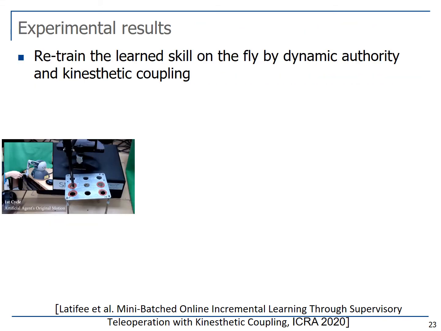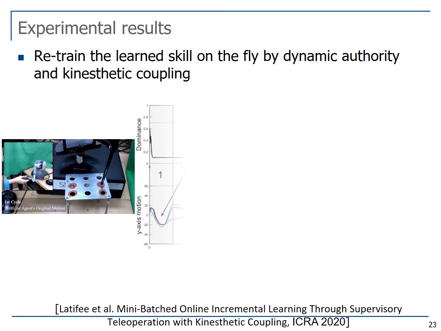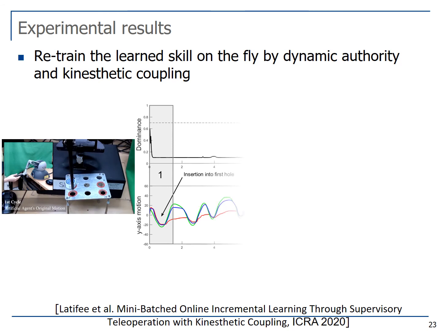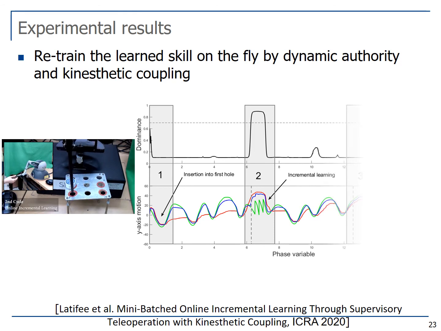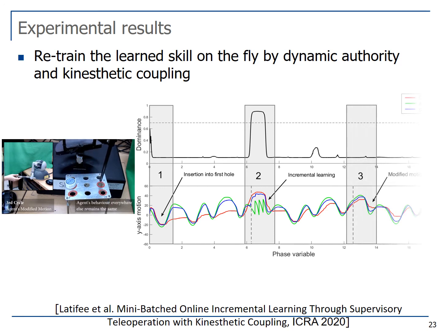So here is the experimental result. It shows three consecutive cycles of the periodic packing-hole task. In the first cycle, the agent dominantly controls the learned task, while the human supervises without any intervention. Then all of a sudden, the environment is changed and one hole becomes blocked. In the second cycle, the human operator takes authority and corrects the slave behavior partially, and at the same time, the model gets updated. In the third cycle, the artificial agent is able to perform the modified task, and the human does not need to intervene.